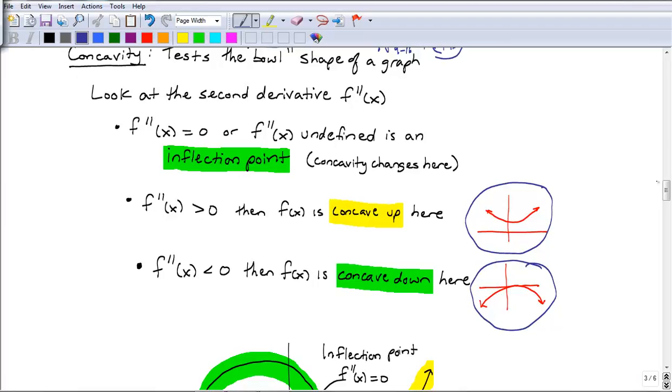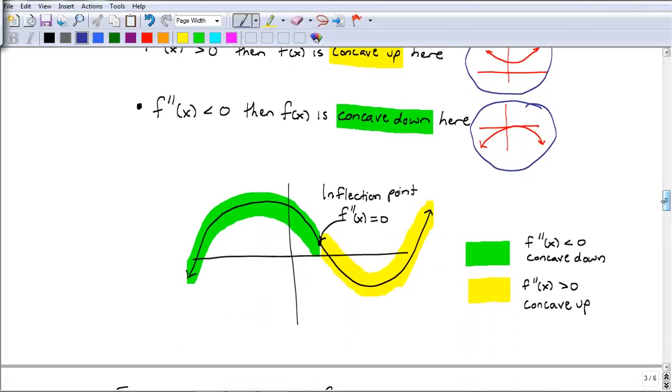And here's a picture of a graph where you can see these in action. In the green, the second derivative is negative because the graph is concave down. It looks like a bowl that couldn't hold water. In the yellow, the second derivative is positive because it's a bowl that can hold water, and it's concave up. And notice where these bowls change over from not being able to hold water to being able to hold water, concave down to concave up. Where concavity changes, that's what the inflection point tells us.